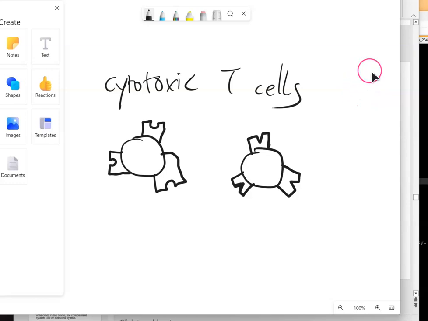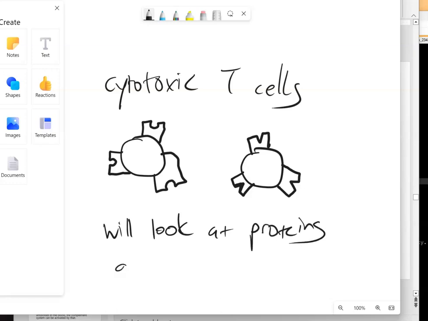So we have a billion different cytotoxic T cells, and we ideally find one that can recognize the viral proteins, like the capsid proteins from whatever virus is infecting us, or the spike proteins, or even the enzymes that are made inside the infected cell. And if we have that, cytotoxic T cells, again, they will look at proteins displayed on MHC1.